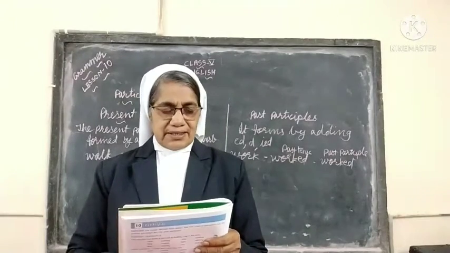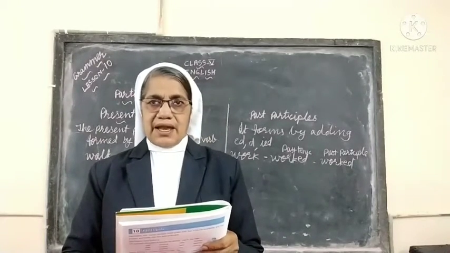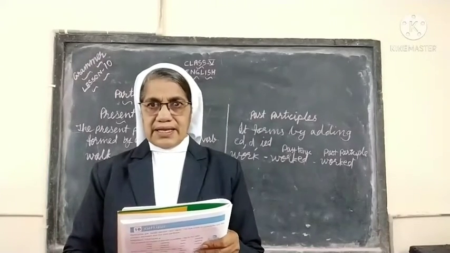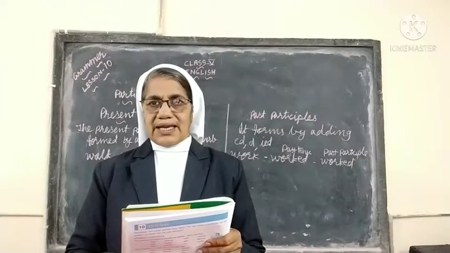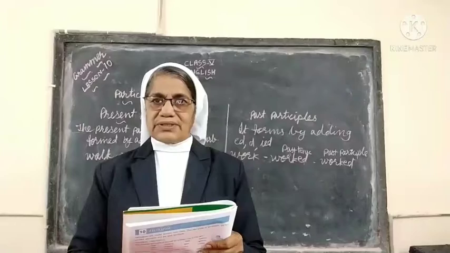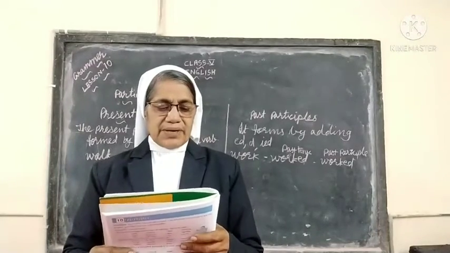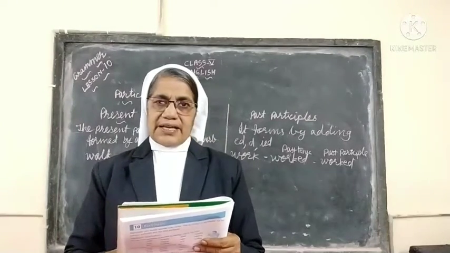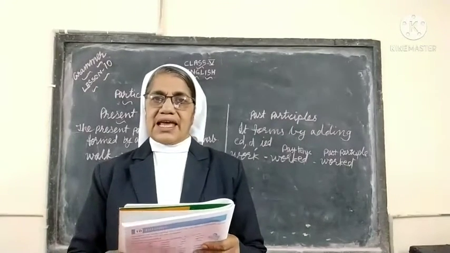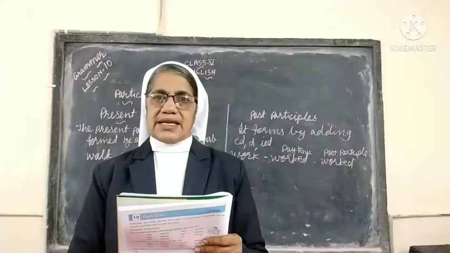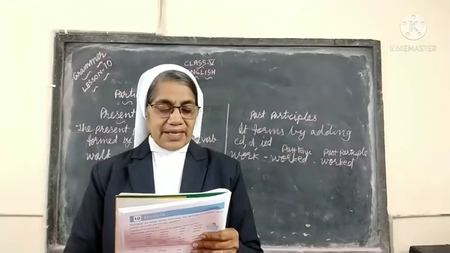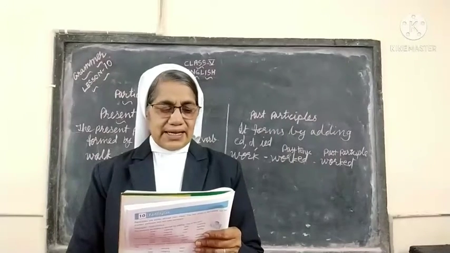Work, worked. Look, looked. L-O-O-K-E-D. Looked. That is, past tense is looked and past participle also is looked. And a verb ending in E, add only D. If the verb is ending in E, see, like, L-I-K-E. This word is ending in E. In this case, past participle will be liked, L-I-K-E-D.